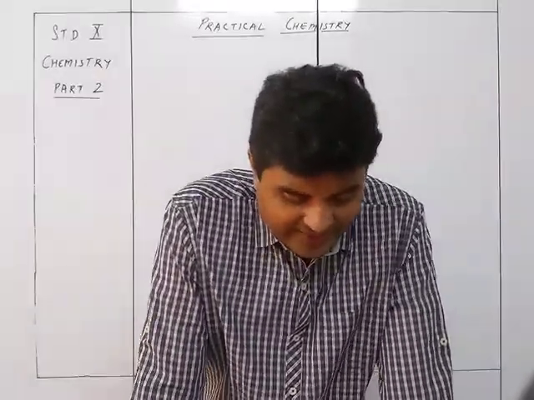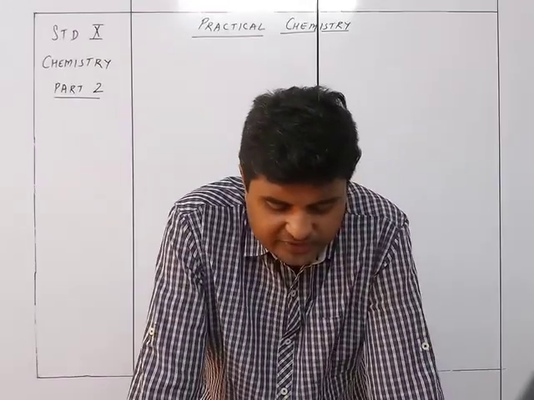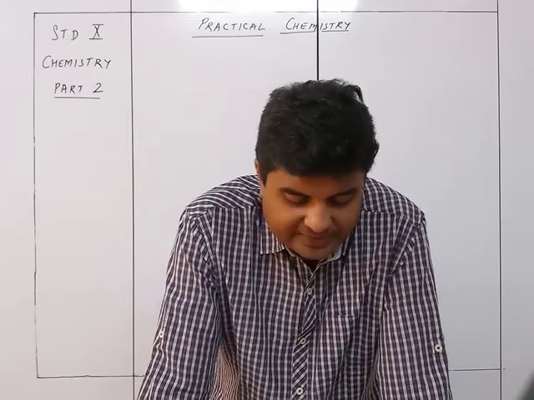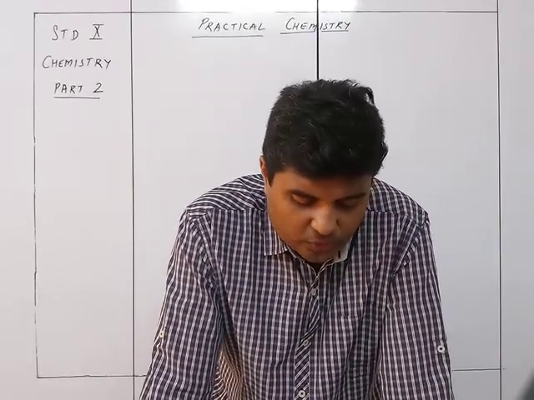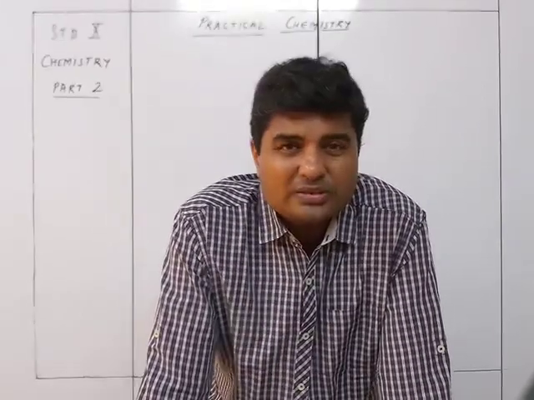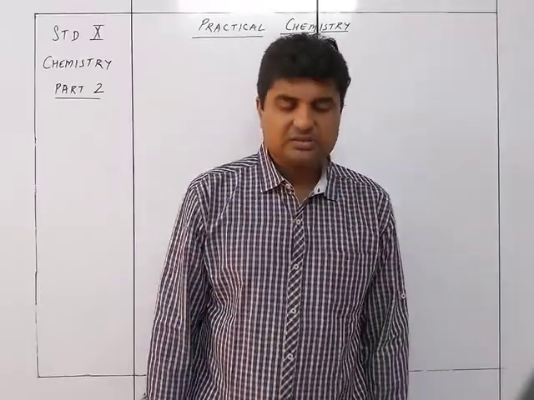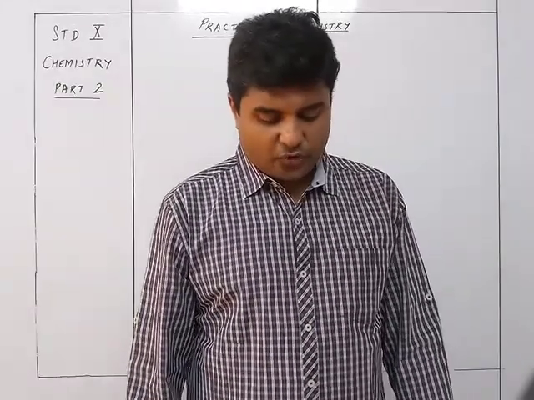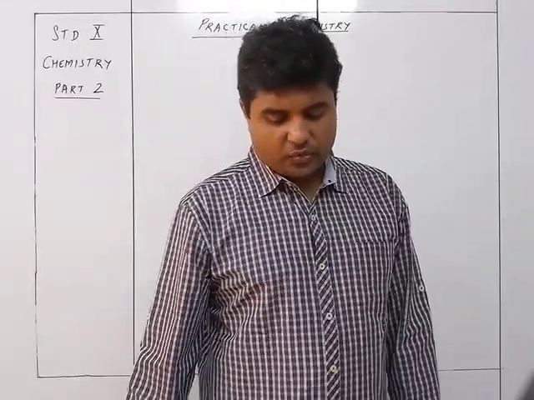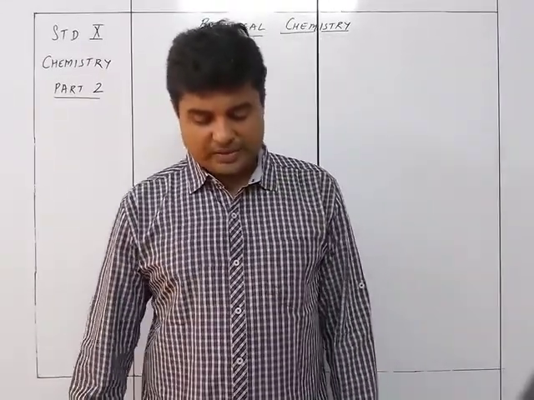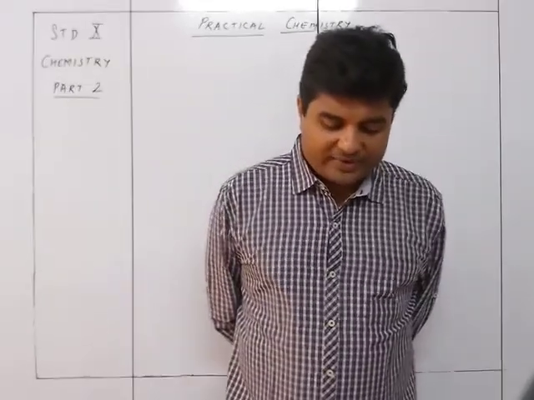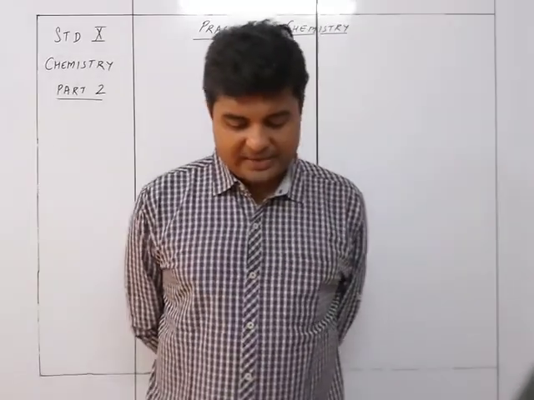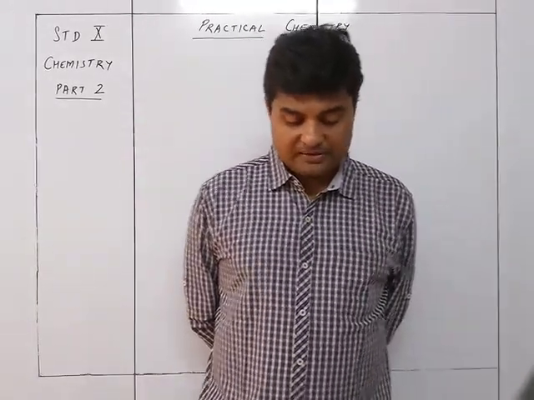So you see ZnSO4 plus NaOH will give Na2SO4 plus Zn(OH)2. Then Zn(OH)2 plus NaOH will give you 2H2O plus Na2ZnO2. So that is the zincate which is formed. Similarly, ZnSO4 plus NH4OH will give you (NH4)2SO4 plus Zn(OH)2. Zn(OH)2 plus (NH4)2SO4 plus NH4OH will give you H2O plus [Zn(NH3)4]SO4.